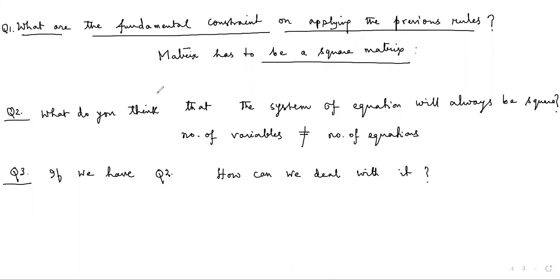Because I told you that in my case the number of equations and number of variables are not the same. That means the matrix is rectangular. So how will we be able to apply the first approach? Yeah, so this answer is not known to you. You have successfully given me the answers to the previous two questions.